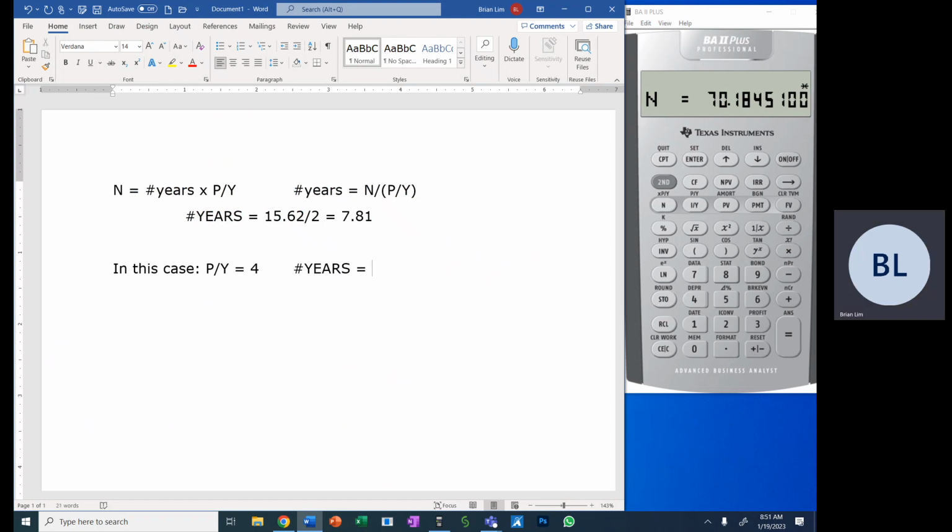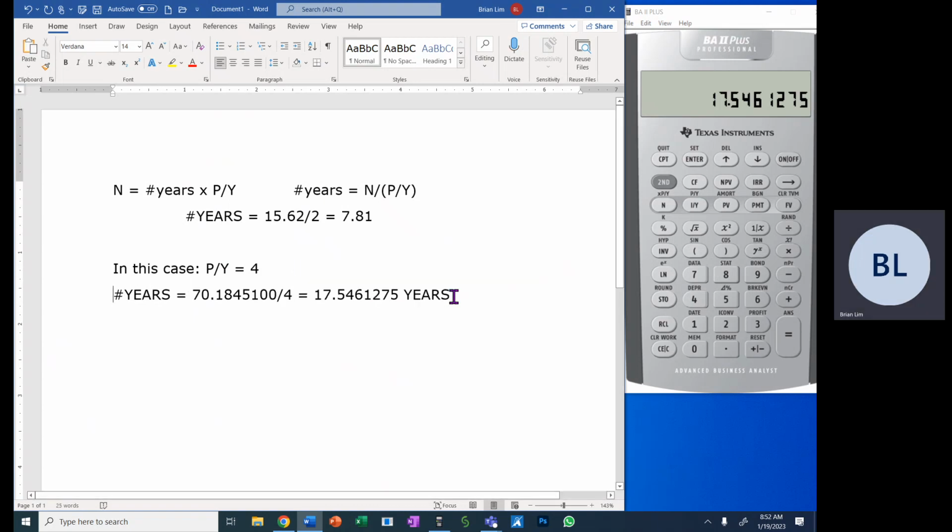So now we come back here and the number of years would be equal to what? Well, N is 70.1845100, and we divide by 4. It's right up on the display of the calculator, so we divide that by 4, and we get the number of years. That is equal to 17.5461275 years. If you wish, you could put a separator so you know, and maybe we should bring this down here. So you have the number of years.